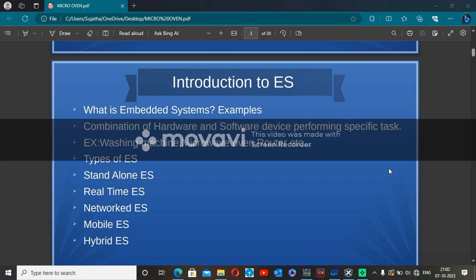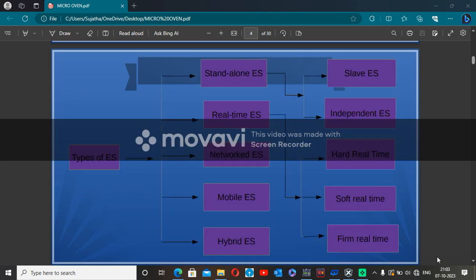There are many types of embedded systems. Some of them are standalone embedded system, real-time embedded system, network embedded system, mobile embedded system, and hybrid embedded system. Among all, real-time embedded systems are more basic, and they are divided into three categories: hard real-time system, soft real-time system and firm real-time system.